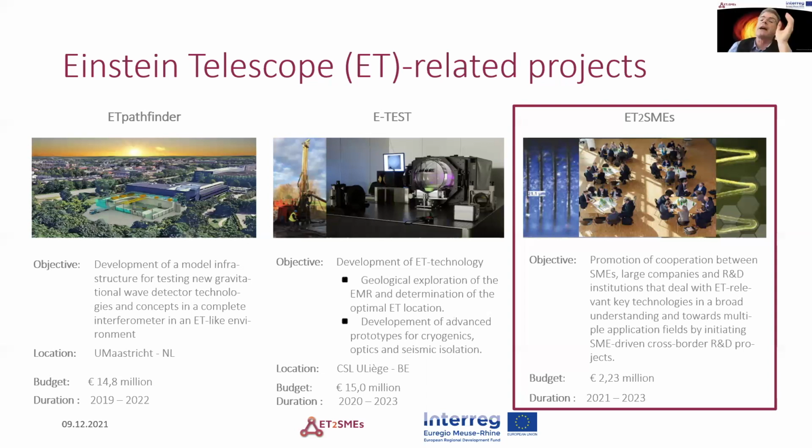We have on the left side the ET Pathfinder project, funded by the region from Flanders and the Netherlands, which is about a model, a pilot infrastructure realized in Maastricht, where all the basic technologies of this huge facility are explored and tested. A project of around about 14.8 million.